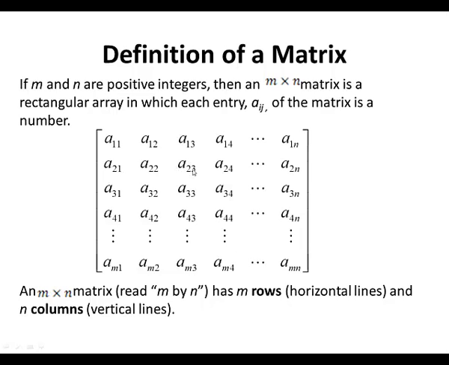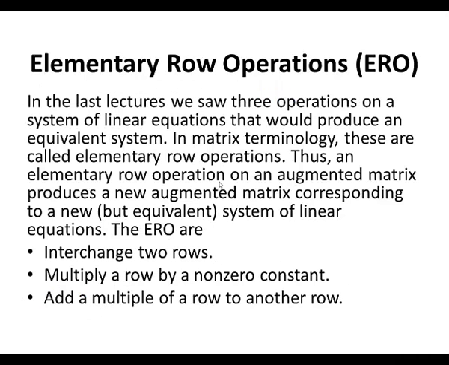Could be 5, -6, 9/81, 1/2, just real numbers. We call this an M by N matrix. We could have a 2 by 2, a 3 by 3, a 4 by 9. Those are all called matrices.